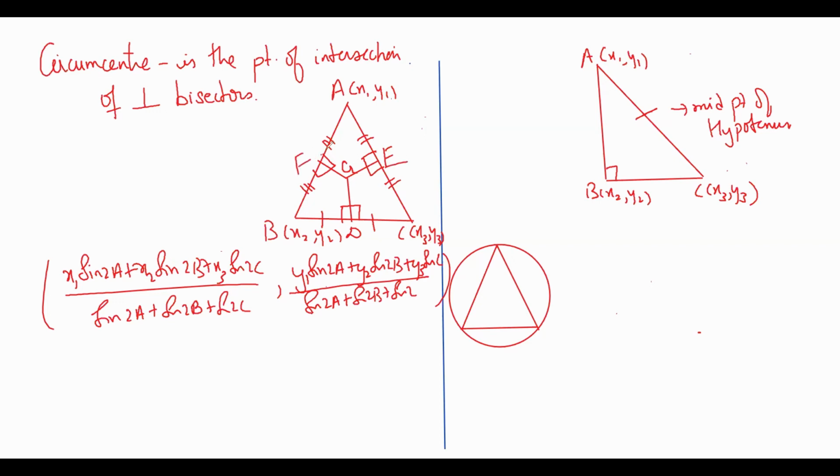Now one more diagram is drawn here. This is a circle drawn by touching the vertices of the triangle, and if these are the vertices of the triangle, then this circle is known as the circumcircle. The center of this circle is known as the circumcenter.